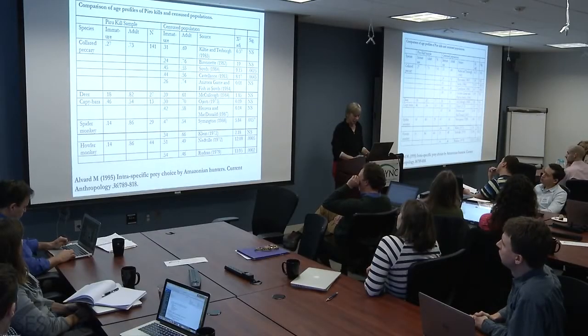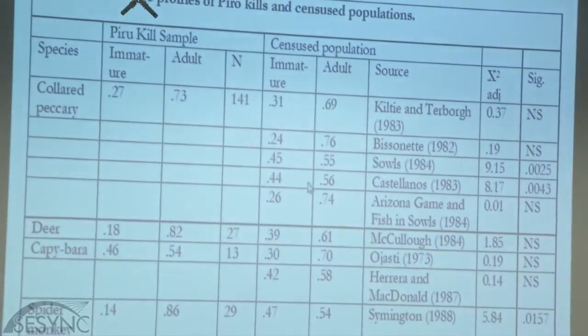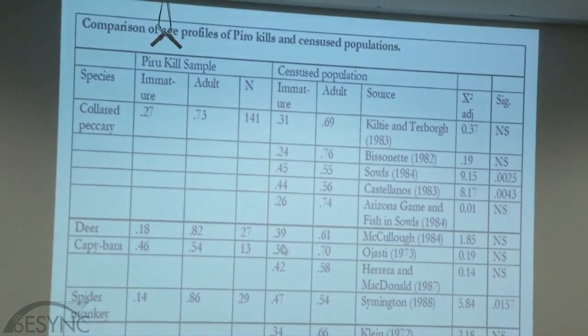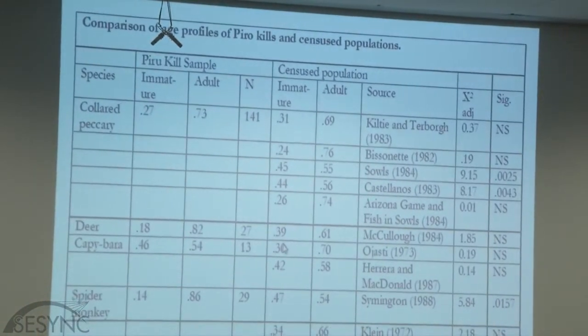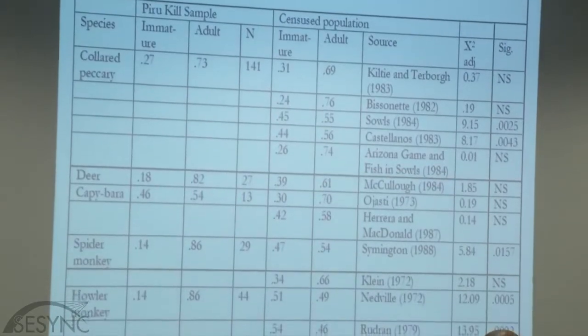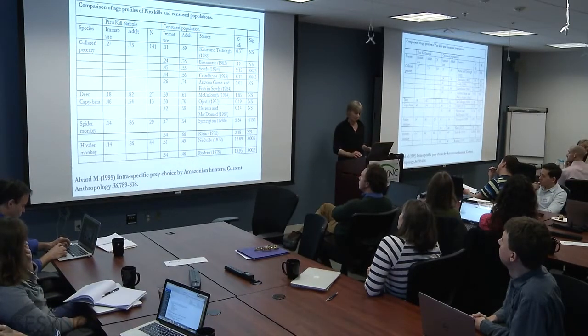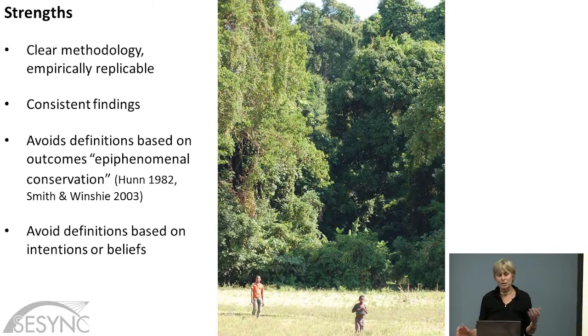younger animals. And similarly with spider monkeys and collared peccaries, the data is a little more uncertain because there's different estimates of the background prey age-sex structure. And then with deer and capybara, there's no bias at all. They're just taking the animals according to presumably how they encounter them. And so, he uses this as certainly no evidence for the conservation hypothesis and a little bit of evidence for the efficiency hypothesis.